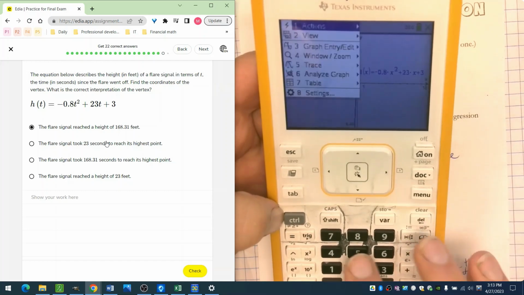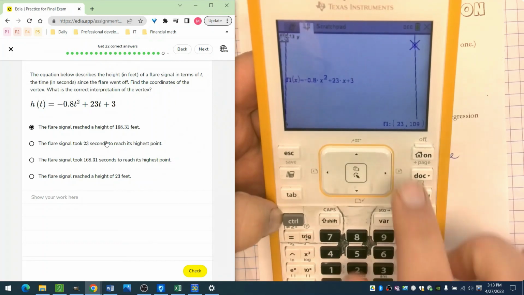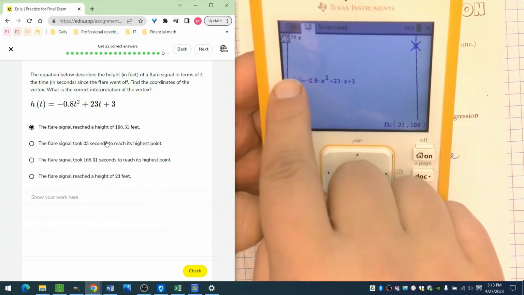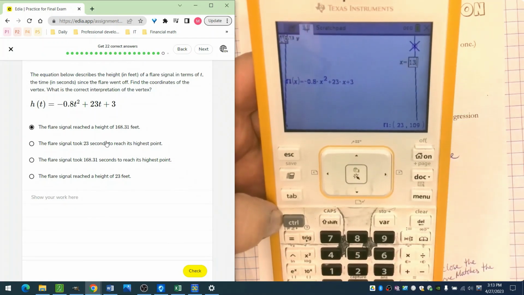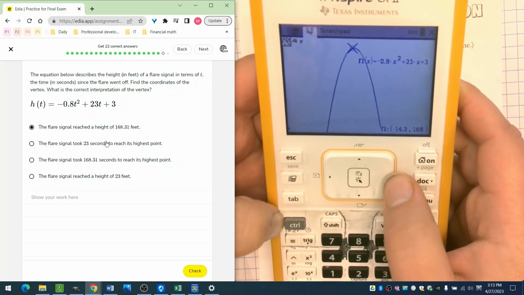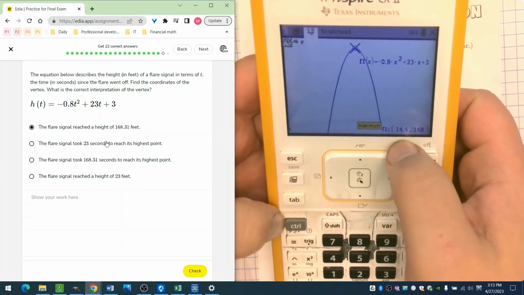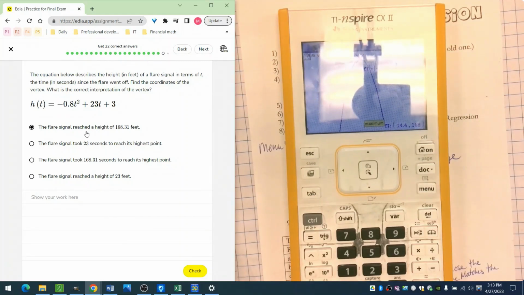Okay, menu 5, 1 to trace. I'm going to put in 23 and just see if it makes any sense. Nope. 23 is not the highest because I can see the other edge over here. It's going to be much more in the middle. Let's try 13. Yeah. So it's 14.4 seconds and about 168. So this is the right one. This is the highest it gets. I think they're doing the 23 to try to throw you off from here.